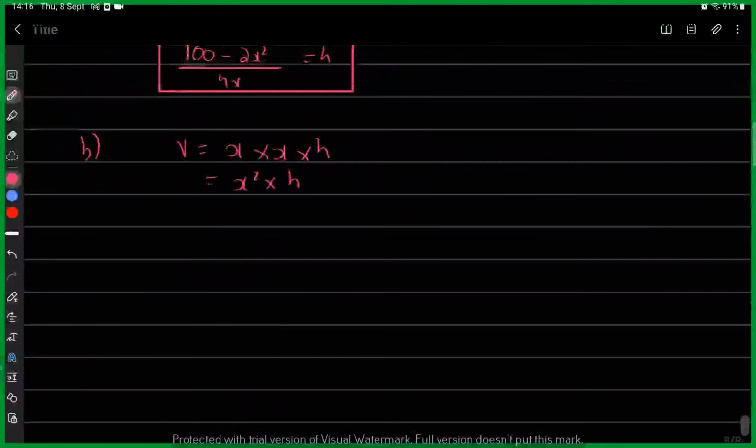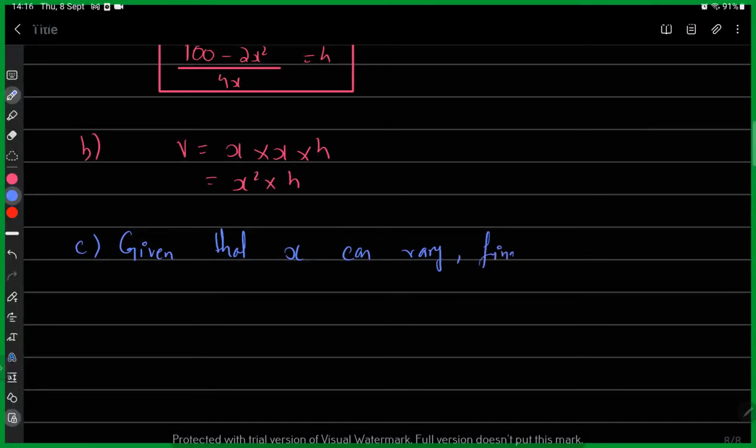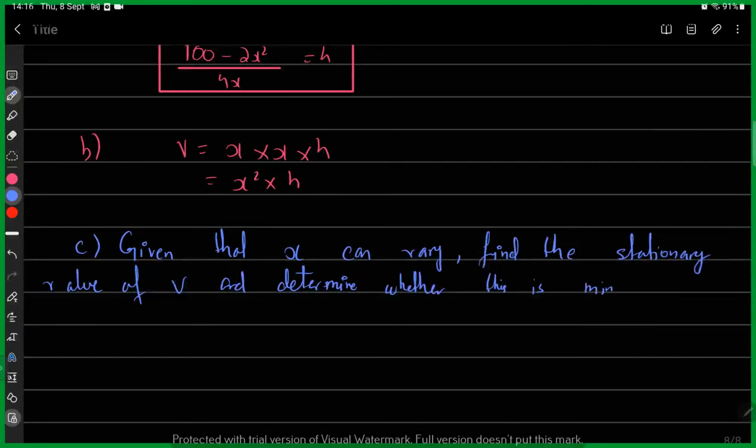Let's talk about the last part. That's the most important one. The last part says, given that x can vary, find the stationary value of V and determine whether this is minimum or maximum.